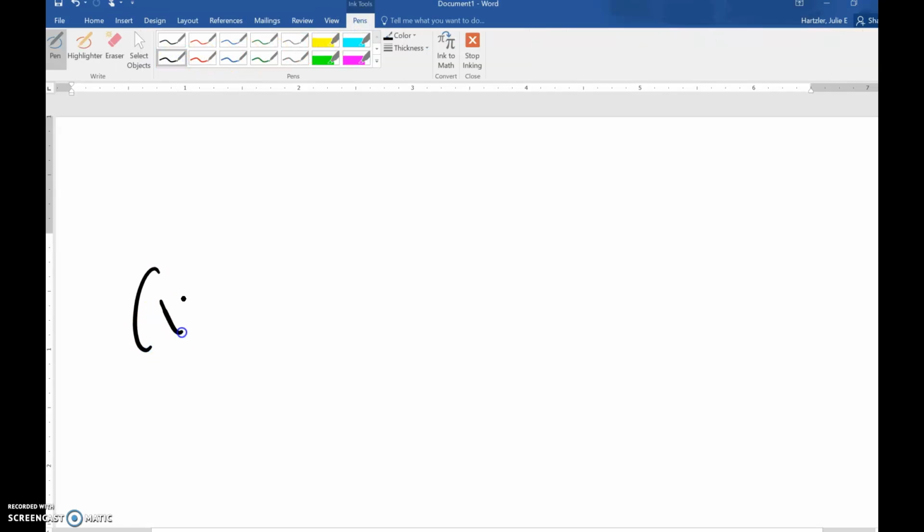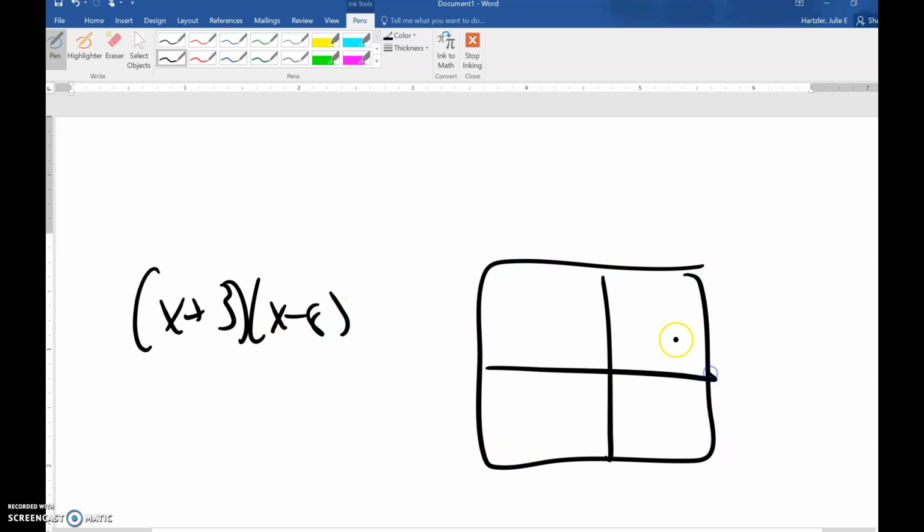All right, so the last one we have x plus 3, x minus 8. So we have multiplying and addition. So make the box because you need to do both.